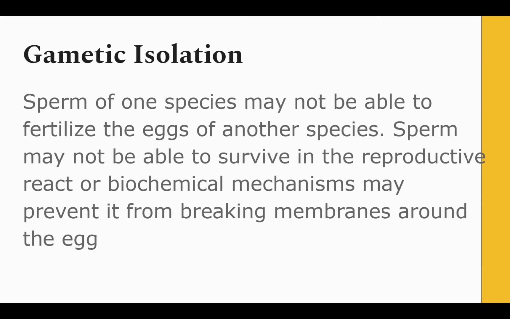I believe this is the last prezygotic, and that is gamete isolation. So this is where the sperm of one species may not be able to fertilize the eggs of another. Whoop. Goodness gracious. Just this first sentence. So this could happen from a number of reasons. If the sperm cells are not able to survive the trip through the reproductive tract, right? If a group of a population just have not so great sperm mobility, or if they have a specifically treacherous reproductive tract, then the sperm cannot get to the eggs.